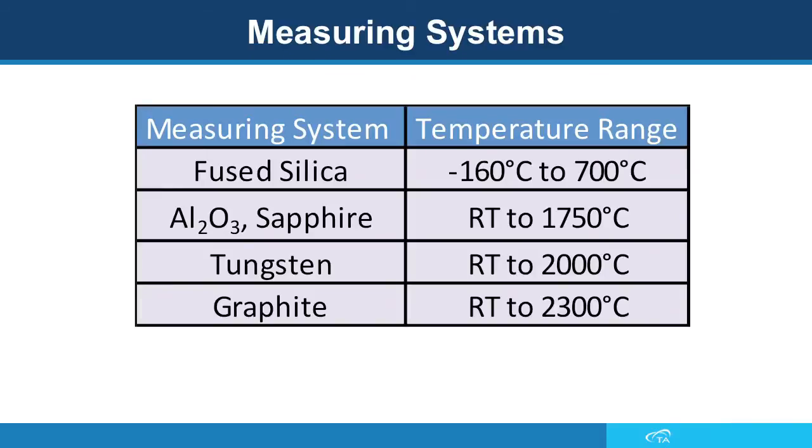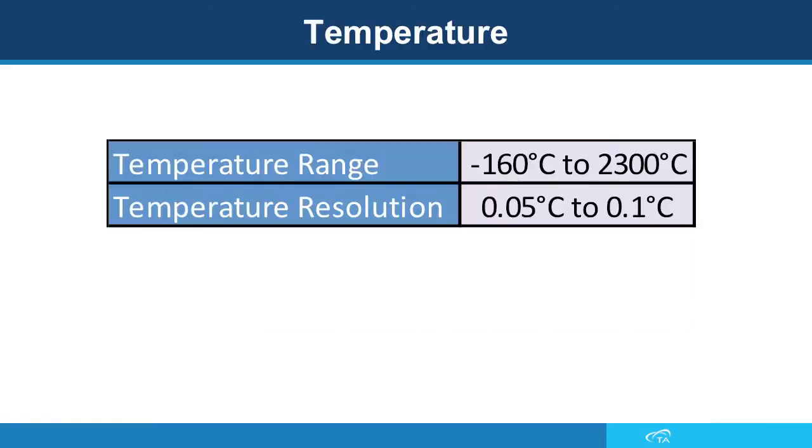There are 5 types of measuring systems available for horizontal dilatometers. Fused silica is used for temperatures from -160°C to 700°C. Aluminum oxide or sapphire from room temperature to 1750°C, tungsten from room temperature to 2000°C, and graphite from room temperature to 2300°C. Temperatures from -160°C to 2300°C are available using modular furnace types.